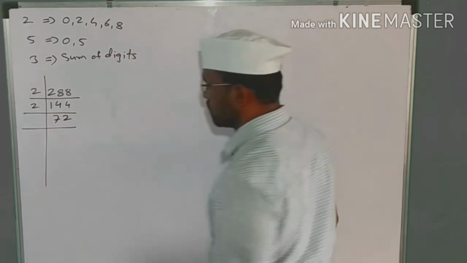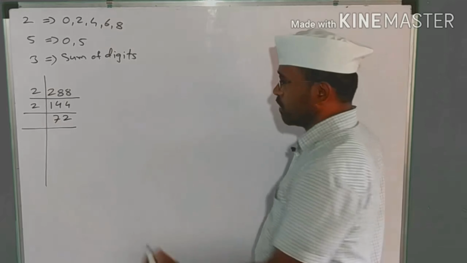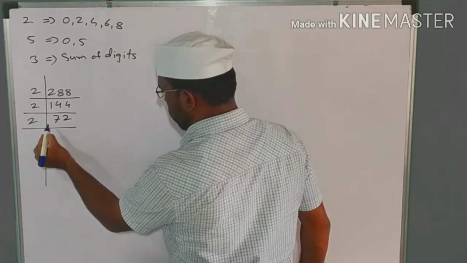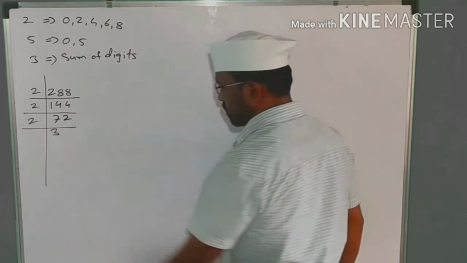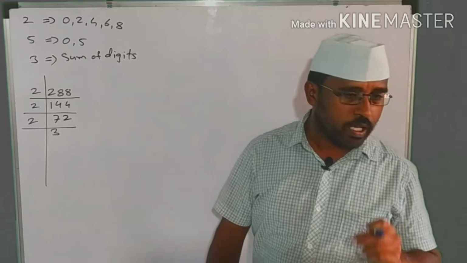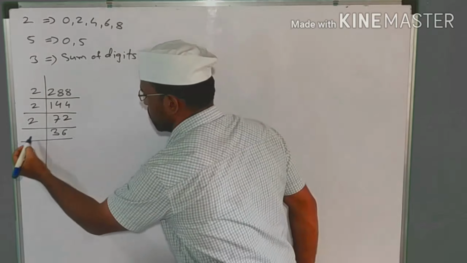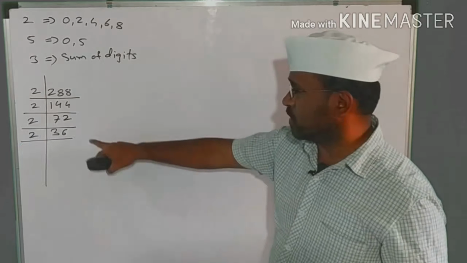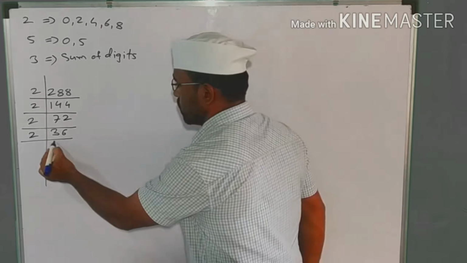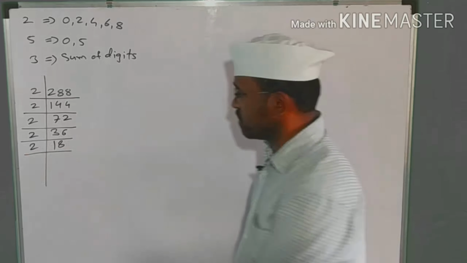Once again 72 is divisible by 2 as it is ending with 2. Let's divide it by 2. Our answer will be 36. Is 36 divisible by 2? Yes, because it is ending with 6. Divided by 2, the answer is 18. 18 once again is divisible by 2, and the answer is 9.